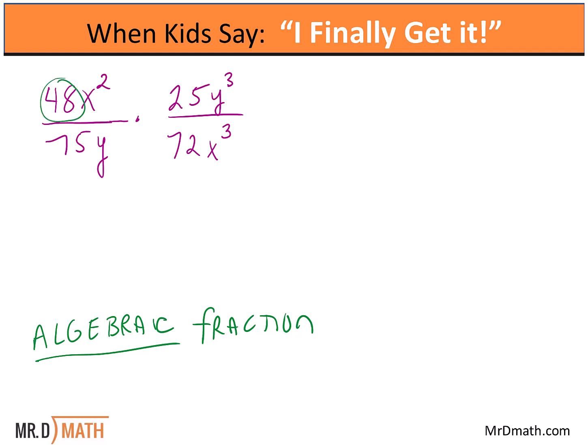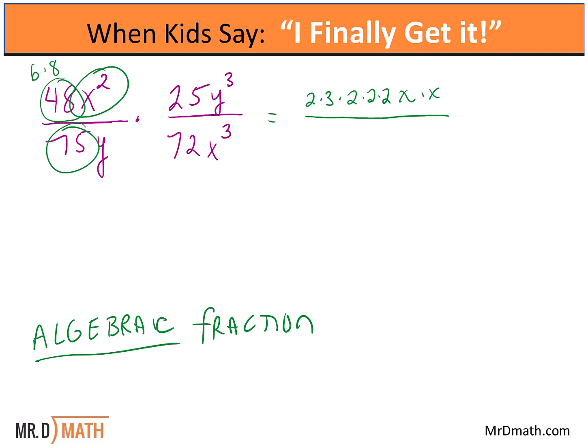Think of 48 like what? 6 times 8. Hey, there's that number 8 again. What's it going to be? Well, we know that 6 is 2 times 3, and 8, we've said it, 2 times 2 times 2. X to the second power means x times x. Well, that's it. That's all the factors in the numerator.